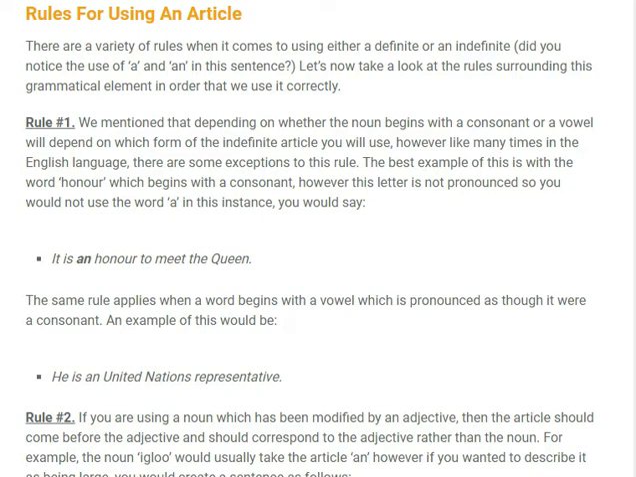So we say the O directly. The same rule applies when a word begins with a vowel which is pronounced as though it were a consonant. An example of this would be, he is an United Nations representative.